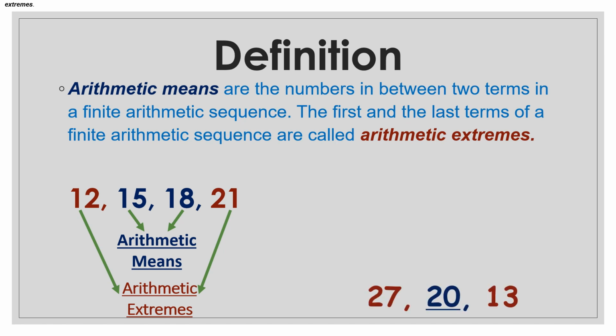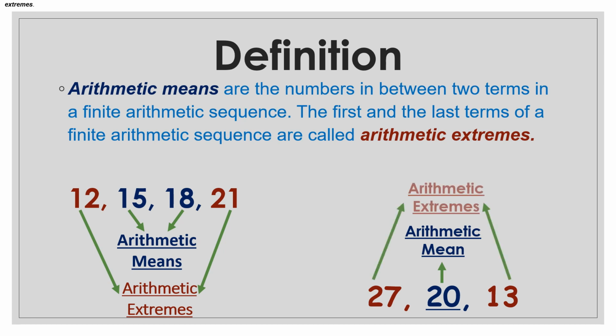Now let's have another example. 27, 20, and 13. 27 is the first term and 13 is the last term. The number in between the first term and the last term is 20, and that is called the arithmetic mean. 27 is the first term and 13 is the last term, and they are called arithmetic extremes.